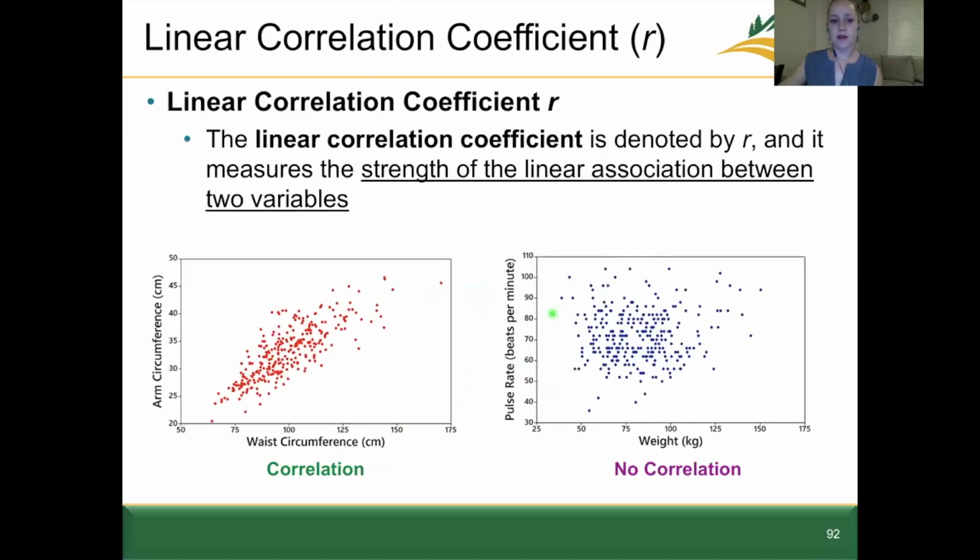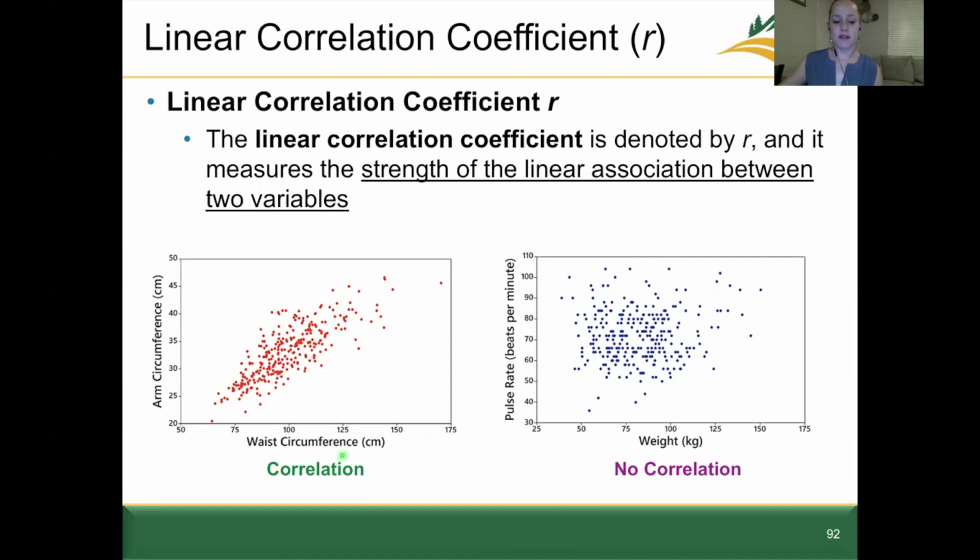Okay, now, so I mentioned there's a way mathematically to tell if there is a linear correlation or if there is a correlation. This is where we get the concept of r, which is our linear correlation coefficient value. This linear correlation coefficient value, denoted by lowercase r, measures the strength of the linear association between the two variables.